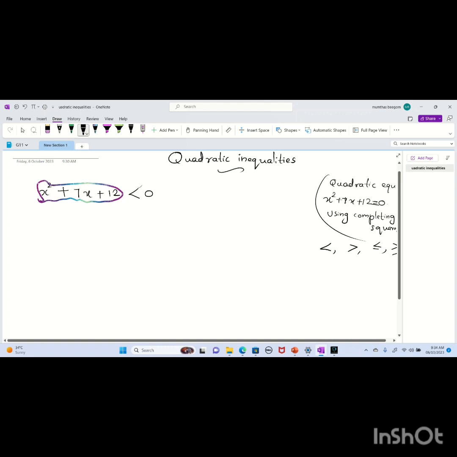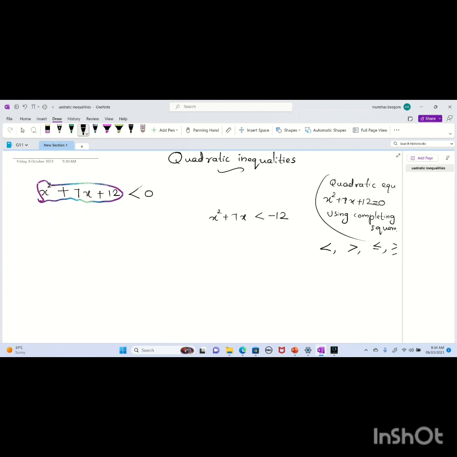You should remember that the right side always should be 0. Suppose the question was x square plus 7x less than minus 12. Since the right side is not 0, we will shift it to this side. So it becomes x square plus 7x plus 12 less than 0. So we make it in this form so that the right side is 0. After that we take y, okay. So suppose y is equal to x square plus 7x plus 12.